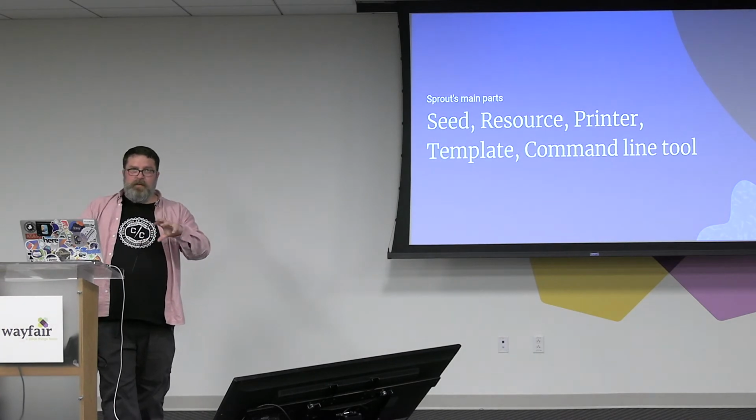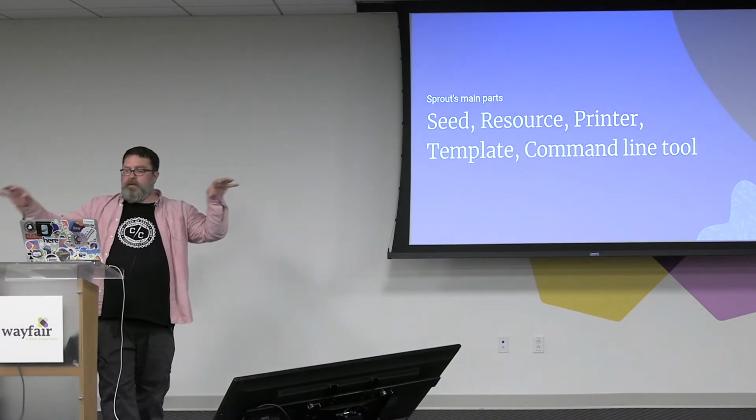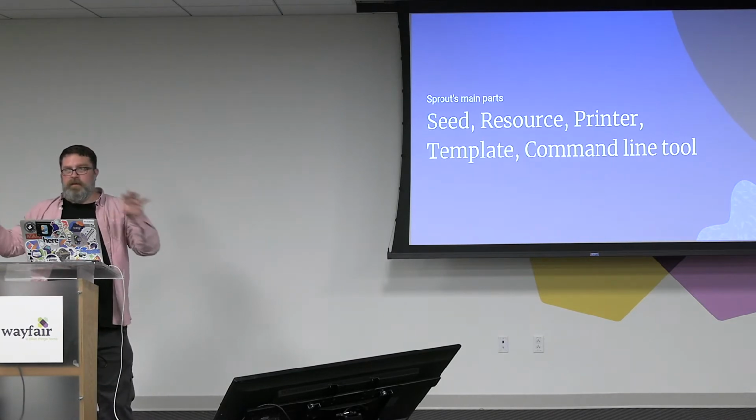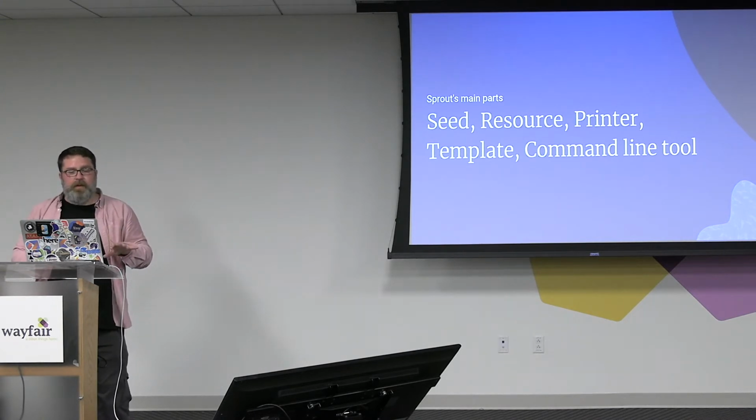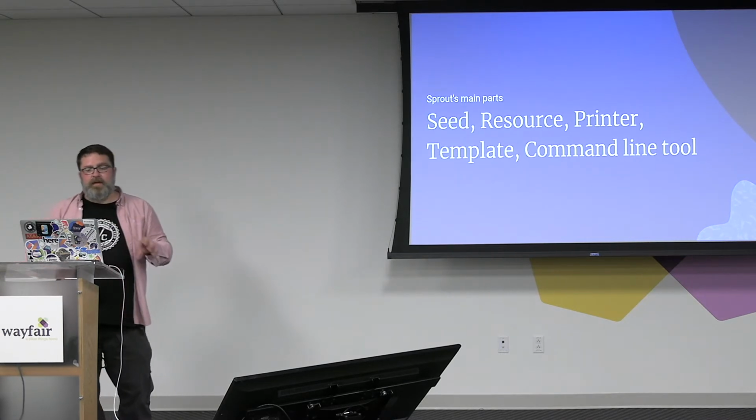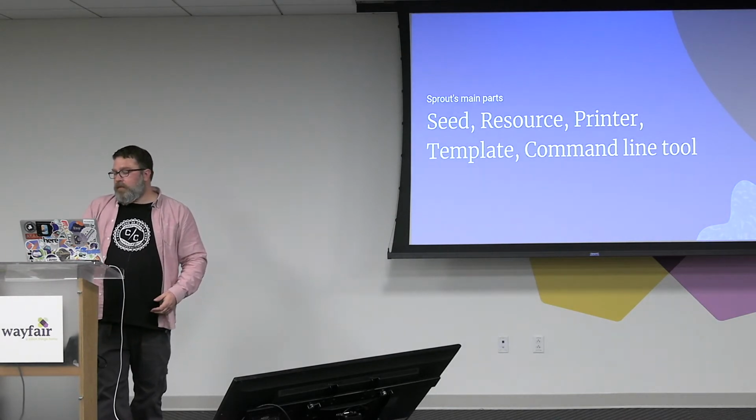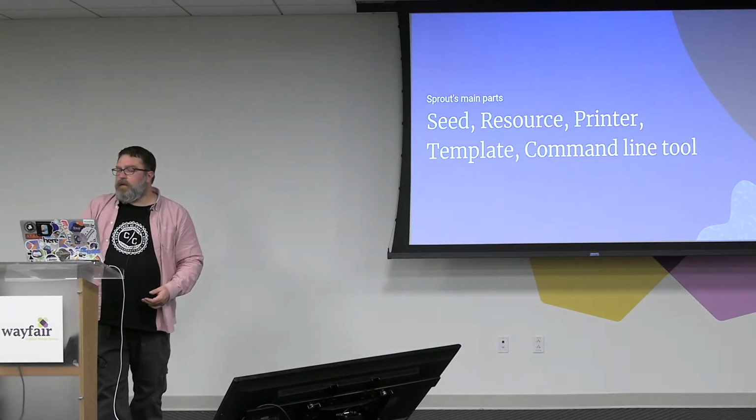I want to give people a 30,000-foot overview. The next few slides may not make a lot of sense, but it's nice to know what the pieces are as we dig into what it does. So there are 5 main parts of Sprout: the seed, the resource, the printer, the template, and the command line tool that makes it all work. Let's take a look at what the seed looks like.